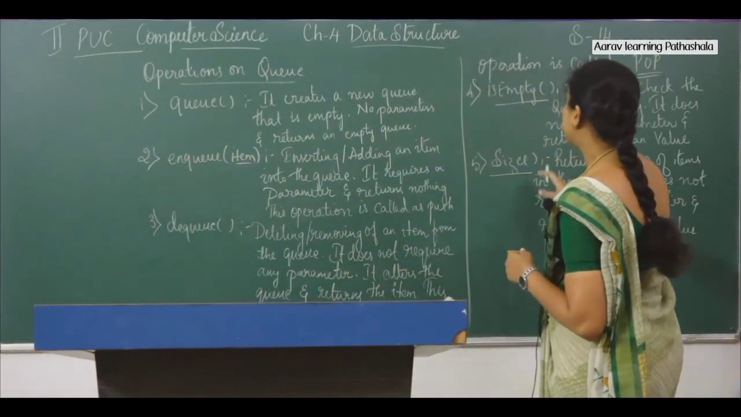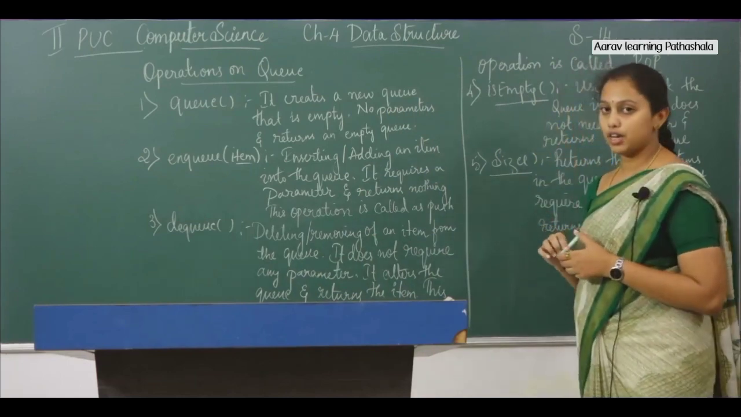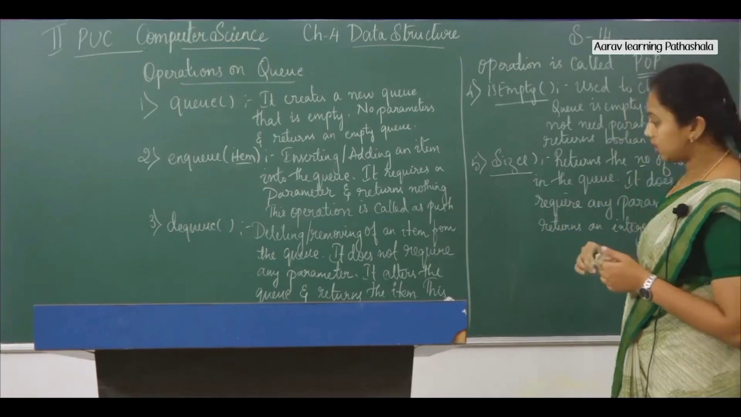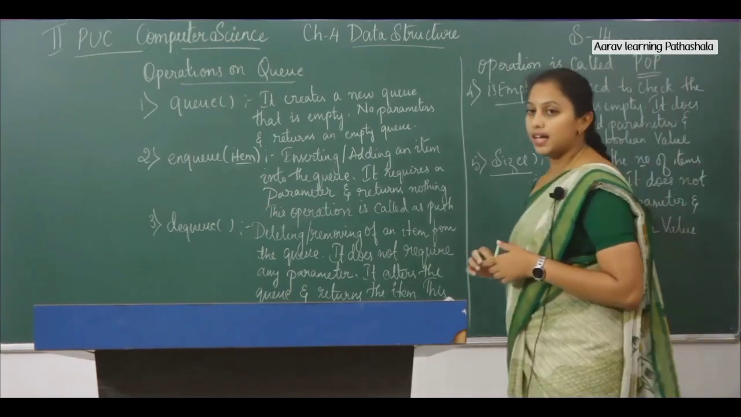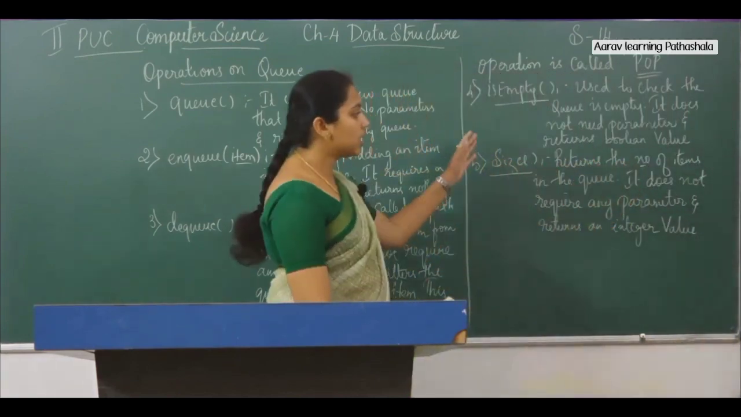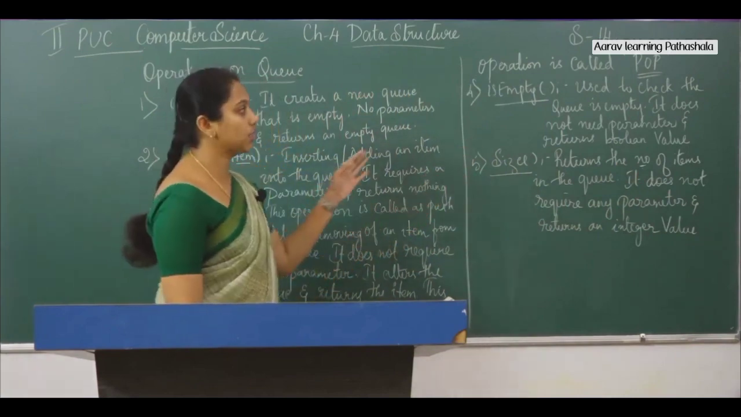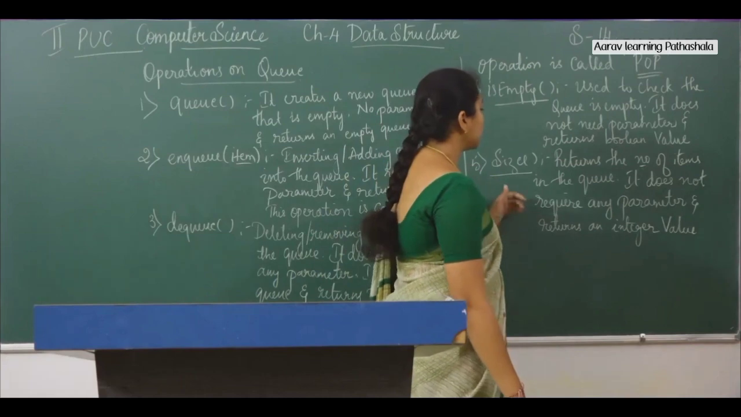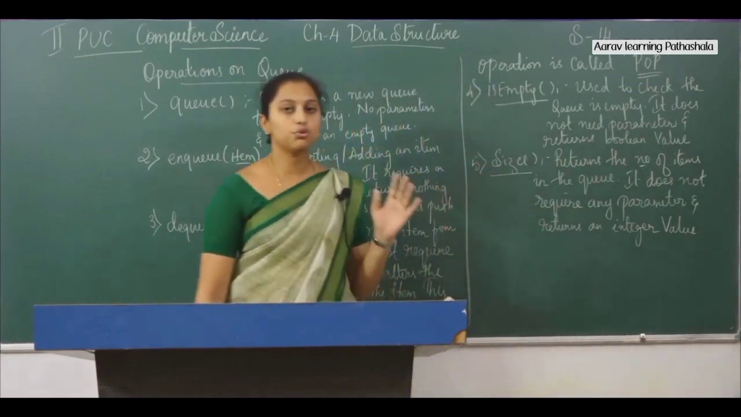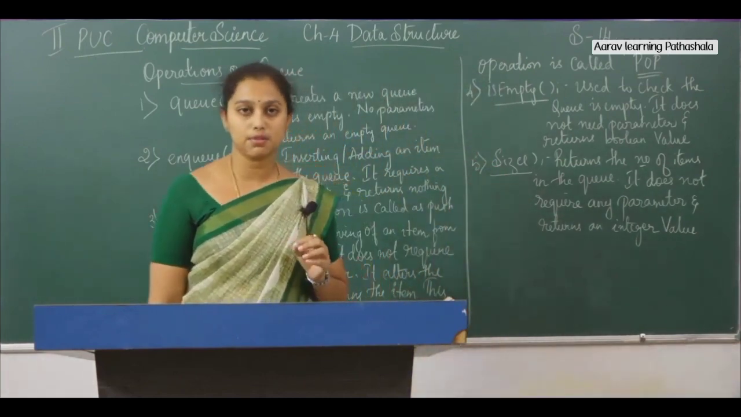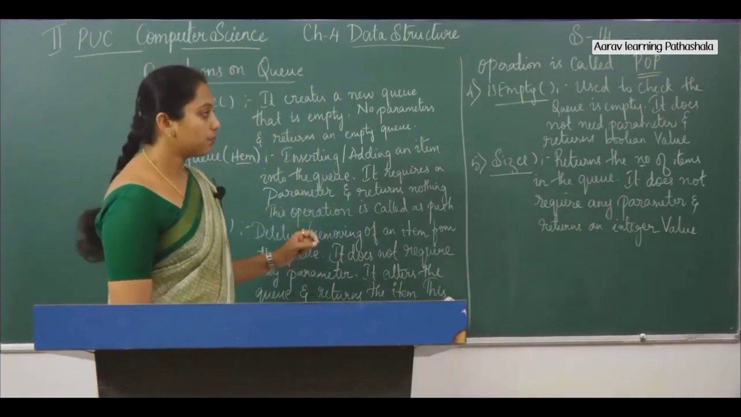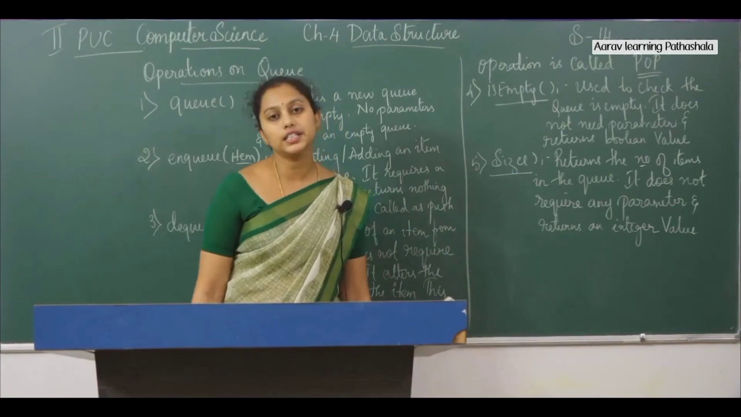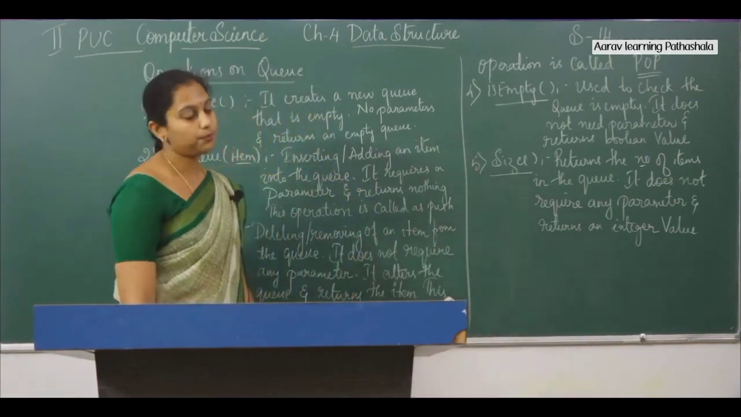The fourth operation is the empty function. It is used to check whether the queue is empty or not. It does not require any parameter and it returns a Boolean value. Next, the fifth operation is the size function. It is used to return the number of items present in the queue. It does not require any parameter and returns an integer value.